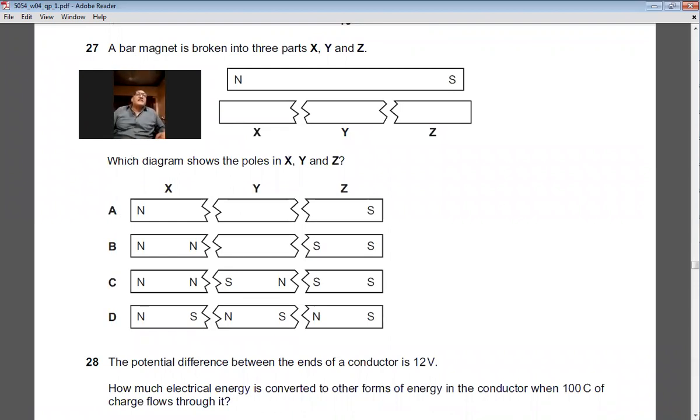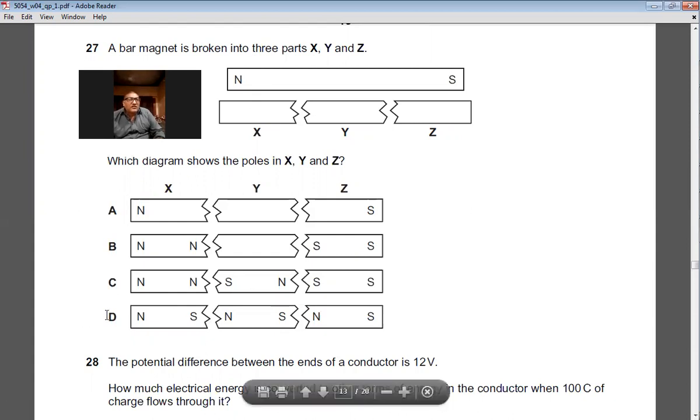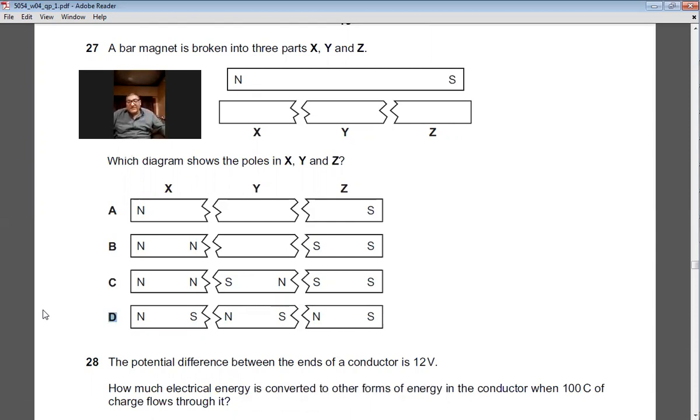A bar magnet is broken into three parts, X, Y, and Z. Which diagram shows the poles of X, Y, and Z? Very simple. If you break a magnet, each of the broken pieces will be like a magnet. It will have its own north and south. So if this is the north, this will be the south, north, south, north, and south. So I think B will be the answer. Question number 27.